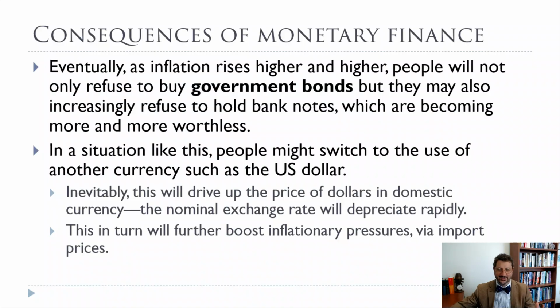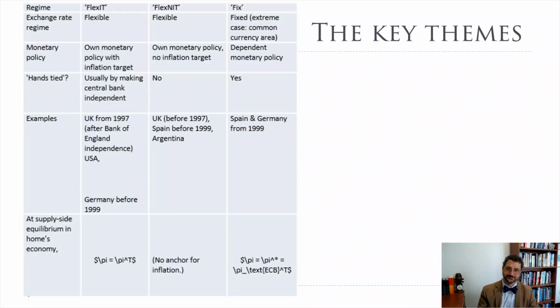So, people don't want to hold government bonds. They don't want to hold money. What do they do? Often you switch to a different currency like the dollar or the euro. But if you don't do that officially, if people just switch to the dollar or euro, or sometimes these days people will start buying cryptocurrency, that will just make the nominal exchange rate depreciate more rapidly. That means that imports become more expensive and just increases inflation even more.